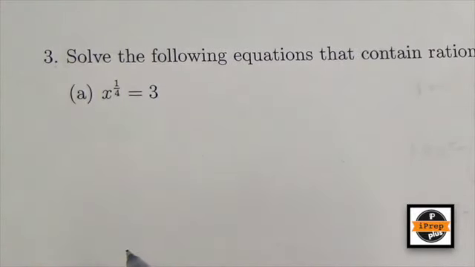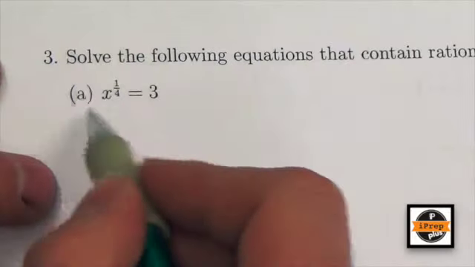Okay? We label equations by where the independent variable is located. If it's in the exponent, it's exponential. If it's under the radical sign, it's a radical equation. Okay? If it's in the denominator, it's rational. So how do we deal with this?